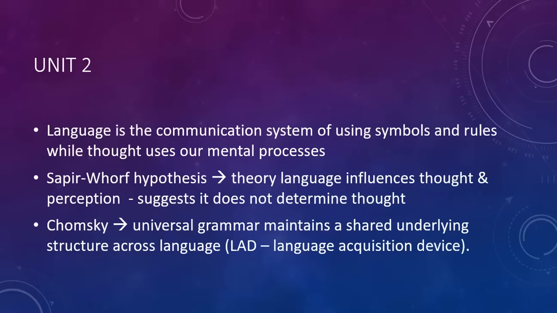Now, in terms of language, this is, of course, a communication system using symbols and rules, as we are going to utilize our mental processes. In particular, the Sapir-Whorf hypothesis is the theory that language influences thought and perception. It is really emphasizing that it does not determine thought. Now, going back to Chomsky once again, he's going to maintain that there is a universal grammar basically built into children, and we have this language acquisition device that is sort of innate. So that is very critical to understand here in terms of Chomsky.